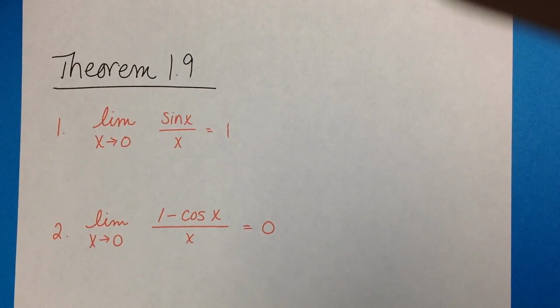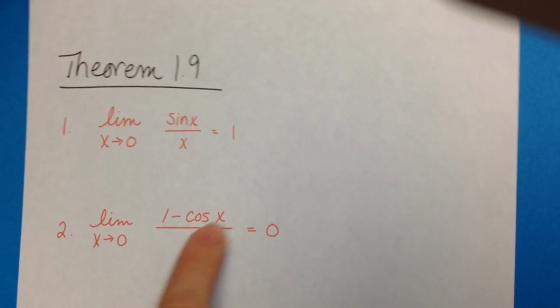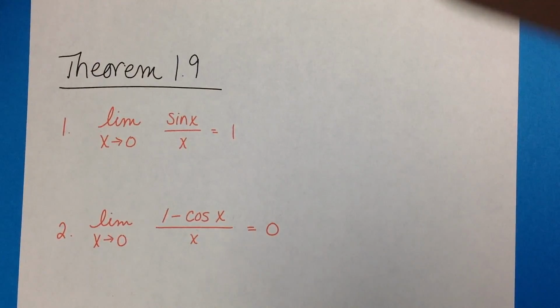Alright, now we're going to look at what's referred to as Theorem 1.9, which contains just two trig limits that basically you just need to memorize. Of course, like in the textbook, they go through the steps to prove to you that this one's equal to 1 and that this one's equal to 0. But like I said, knowing why it's equal to 1 and 0 is not something you have to know. You just need to memorize.